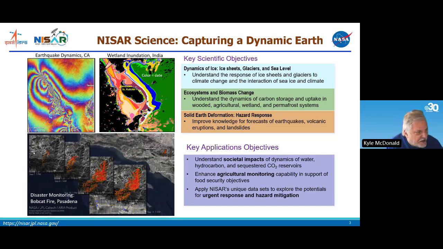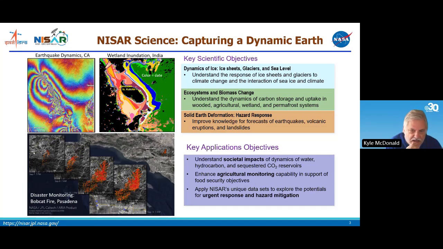The solid Earth component of the mission science is focused on studying earthquakes, plate tectonics, volcanic activity, things like landslides, and those sorts of hazard responses. So we have three very different science threads, and there are science team members that are focused in each of these areas.